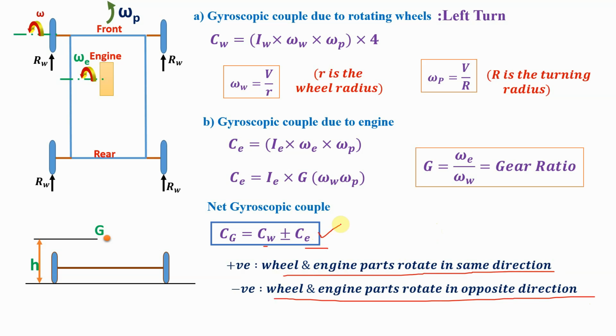This is valid only when the wheels and engine rotate in parallel planes or the same plane. If engine parts or engine and wheels rotate in non-parallel planes, you cannot add or subtract these two. In that case, you will find out the magnitude of all the couples separately, CW and CE, and their effects are also counted to be separate.